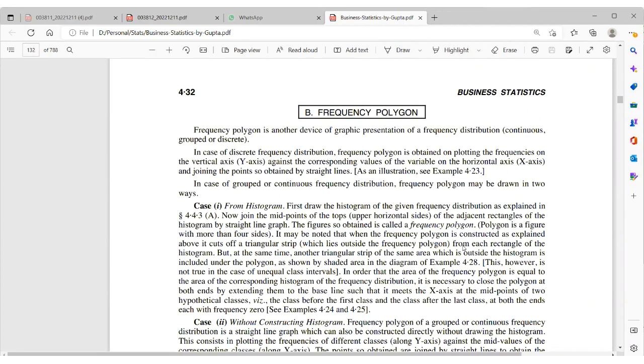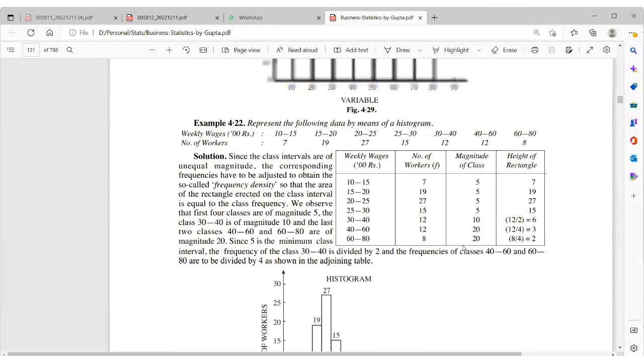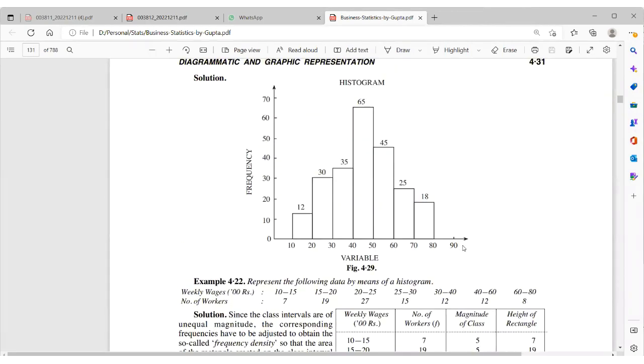Now comes the frequency polygon. What is the frequency polygon? In this example, we draw the histogram, right? And then mark the midpoint of each class: 10 to 20, 20 to 30, 30 to 40, then 40 to 50, and so on. With the help of a scale, draw a straight line between these midpoints.